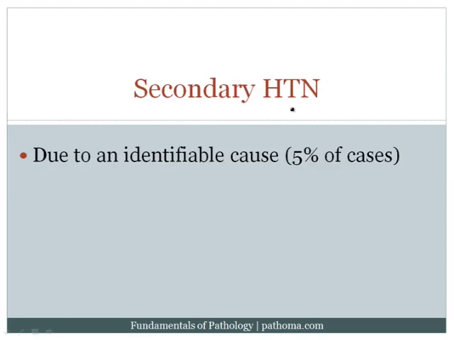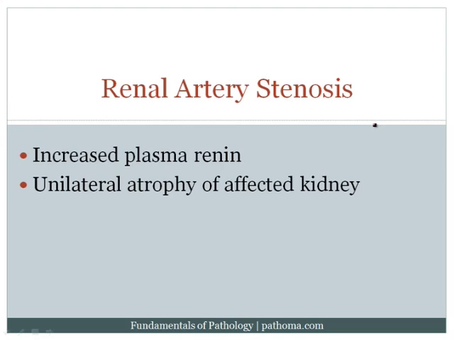Secondary hypertension, on the other hand, is due to an identifiable cause. It only makes up about 5% of cases of hypertension. One classic cause among many is renal artery stenosis. The idea here is that if this is the aorta and this is the renal artery, if you have stenosis of the renal artery so that there's less blood flow going through it, then that low blood flow would decrease blood flow to the glomerulus. Recall that the juxtaglomerular apparatus of the glomerulus will respond by secreting renin, and renin converts angiotensinogen to angiotensin 1.